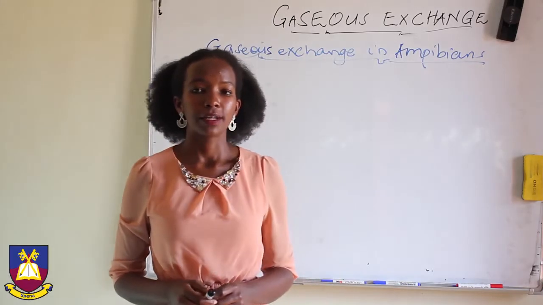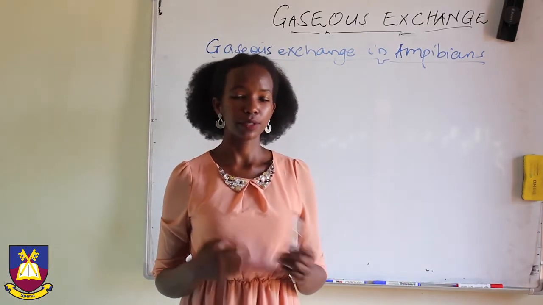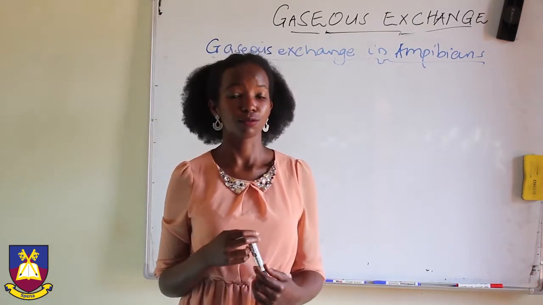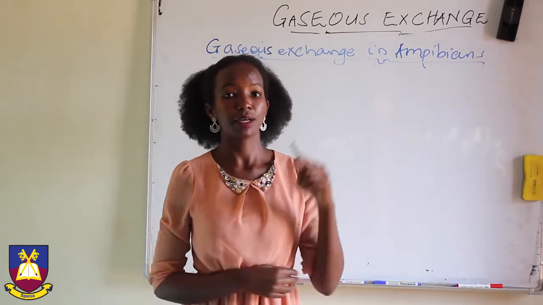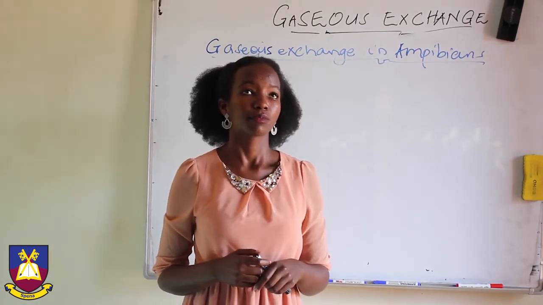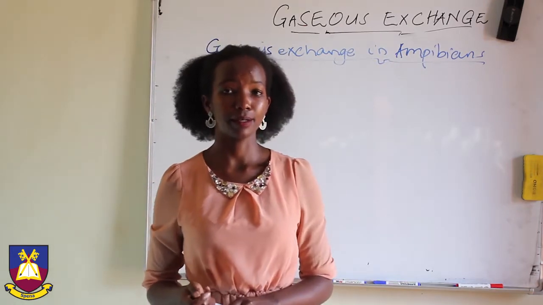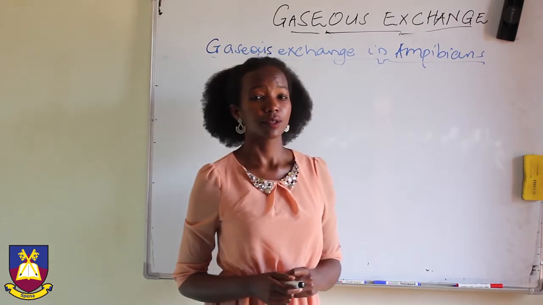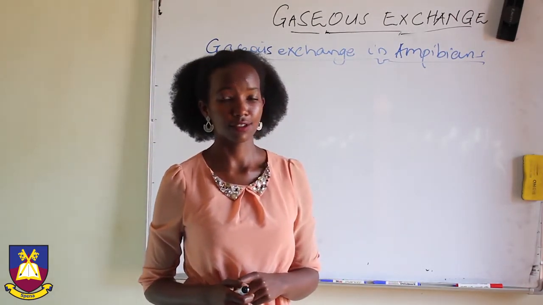We're now going to look at gaseous exchange in amphibians. That is the process of exchanging gases between the atmosphere and the body of an amphibian. For example, a frog, a toad, a salamander, those are amphibians. Now, amphibians are quite unique because they have three ways of carrying out gaseous exchange.